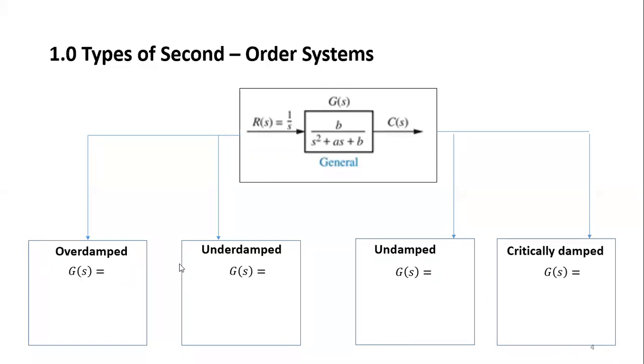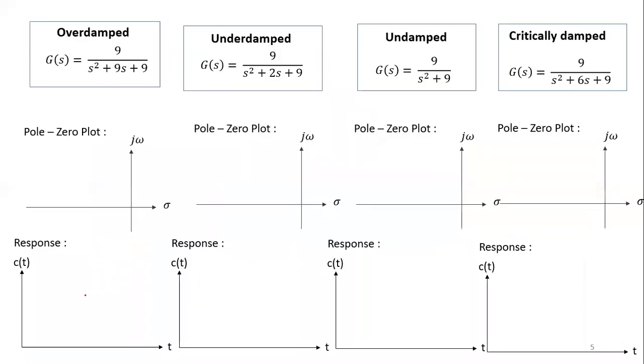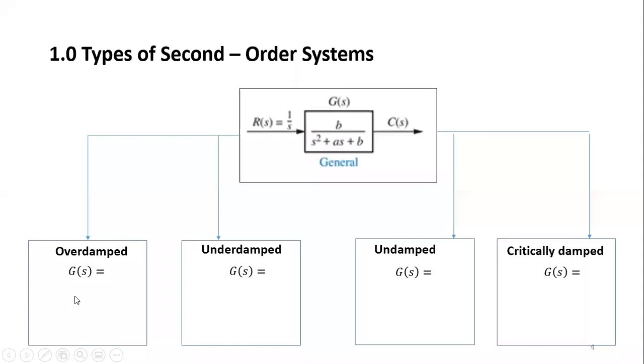The first one is the overdamped second order system. The transfer function for the overdamped second order system in the textbook is 9 over S squared plus 9S plus 9. For the underdamped system, the transfer function is 9 over S squared plus 2S plus 9. This is for the underdamped second order system.